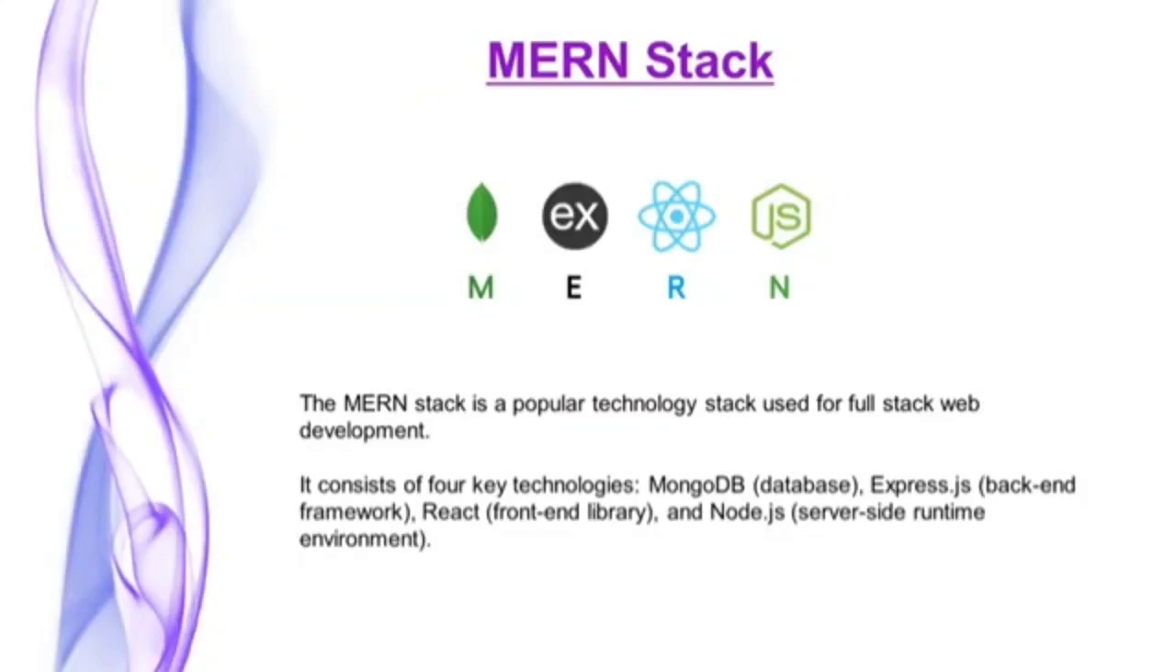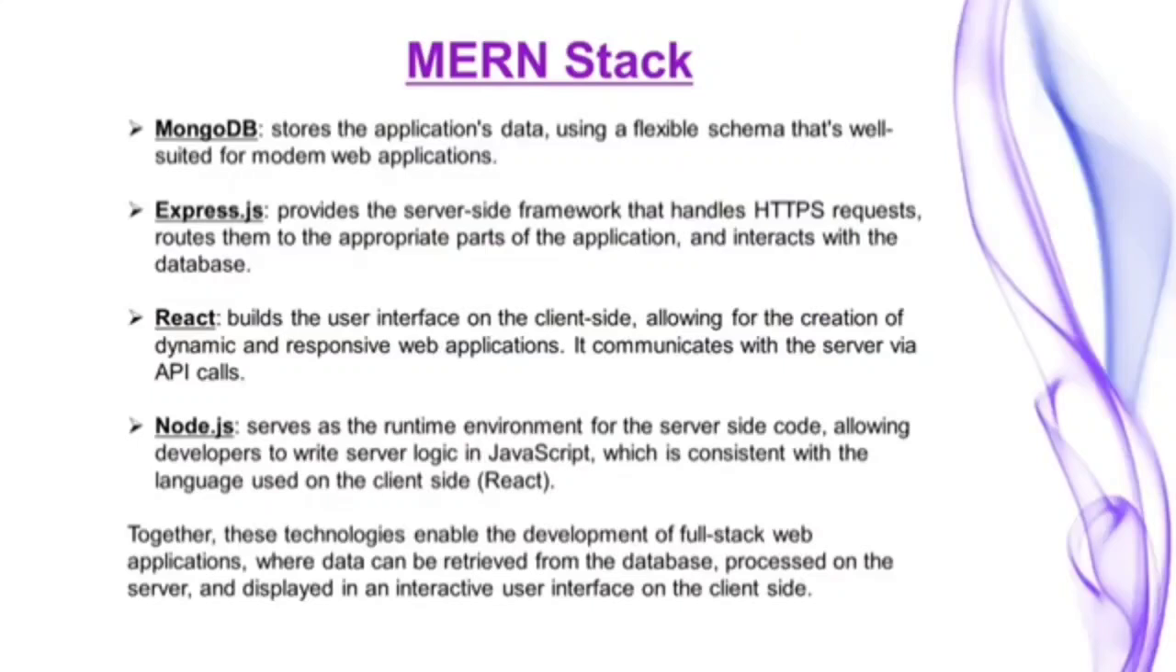The MERN stack is a popular technology used for full stack web development. It consists of 4 key technologies: MongoDB for database, Express.js for backend framework, React for front-end library, and Node.js, that is server-side runtime environment. So let us see what is MERN stack. Firstly, we have M for MongoDB, which stores the application's data using a flexible schema that's well suited for modern web applications.